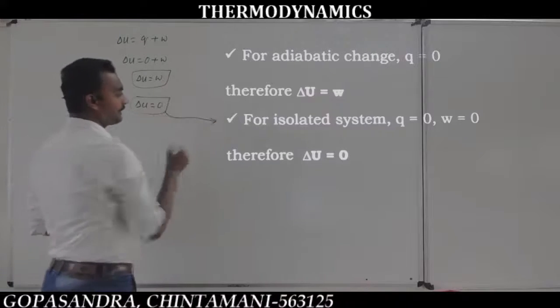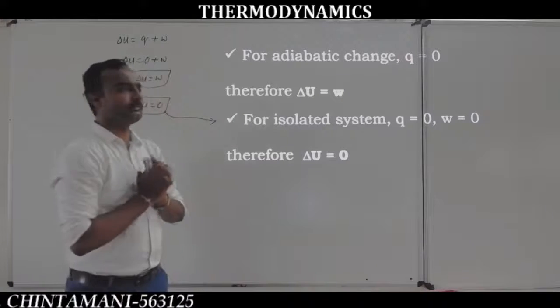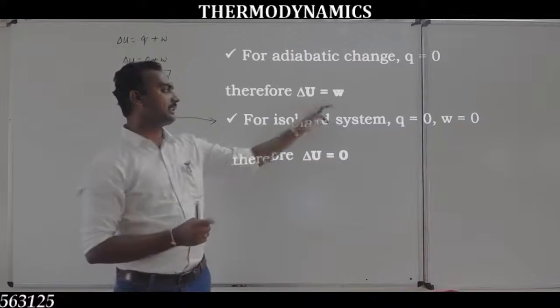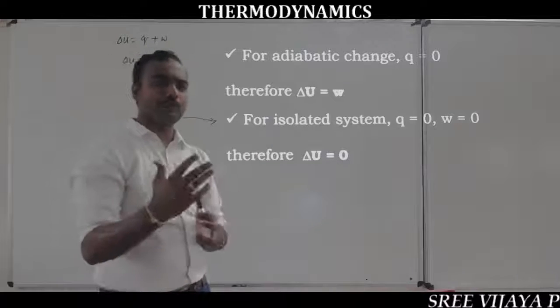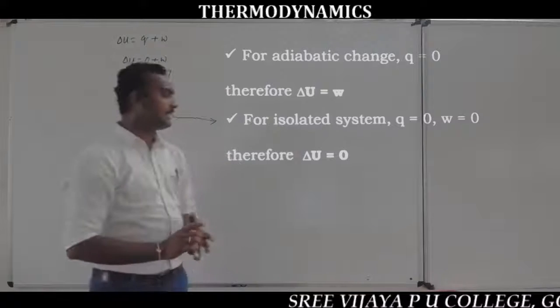This is for which system? Isolated system. This is very, very important. This is also very important for problems. For adiabatic change, Q is equal to 0, that is delta U is equal to W. And for an isolated system, Q and W both are 0. So therefore delta U is equal to 0 for an isolated system.